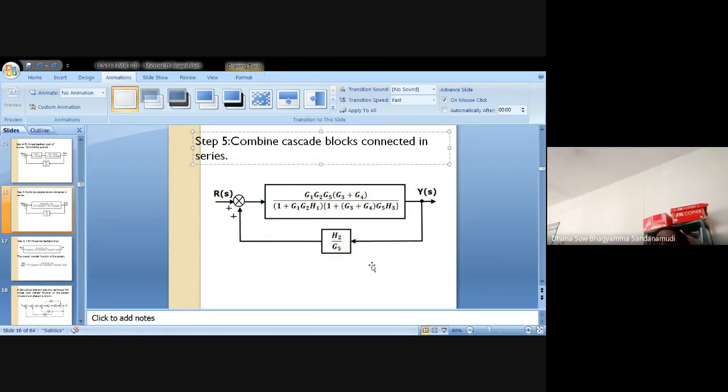Step number 6 is eliminating the positive feedback path. No need to wait for me if you have understood the concept. You people can proceed. No need to copy it down. You can solve on your own.